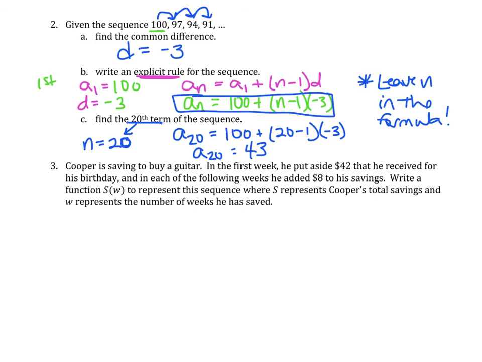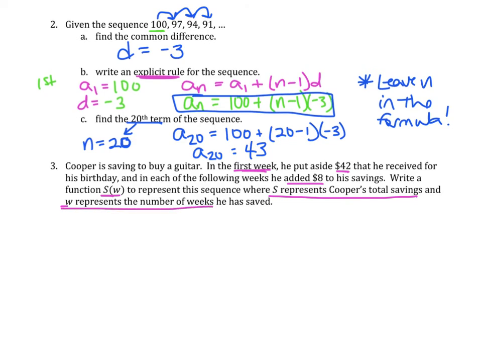It says Cooper is saving to buy a guitar. In the first week, he put aside $42 that he received for his birthday. And in each of the following weeks, he added $8 to his savings. Write a function, S of W, to represent this sequence where S represents Cooper's total savings and W represents the number of weeks he has saved.